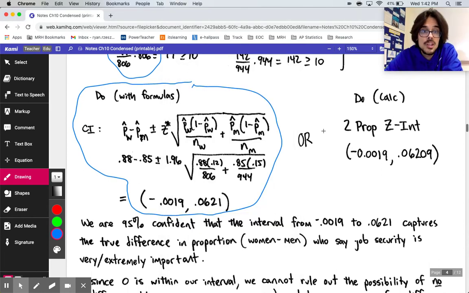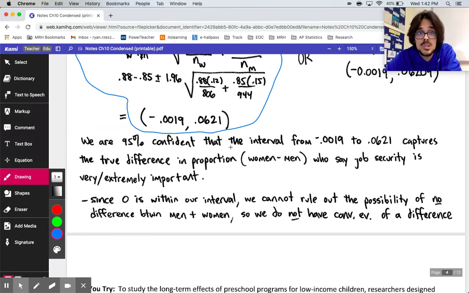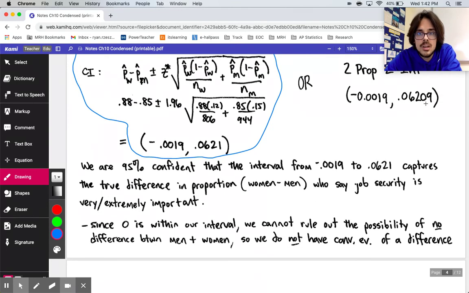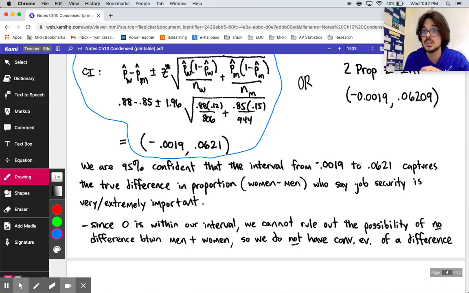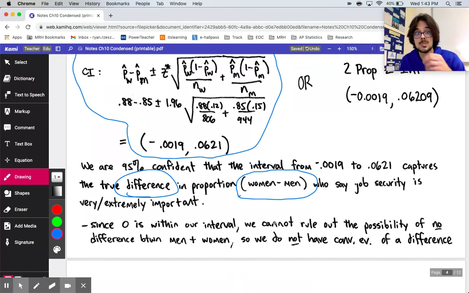So we're going to turn that into our little script for our conclusion like you guys are used to. We are 95% confident that the interval from here to here captures the true difference in proportion. When you write your interpretation, make sure when you talk about the difference, you specify again the direction of the difference. So it was women minus men for this problem. So that's going to be our little interpretation for our conclusion right there.